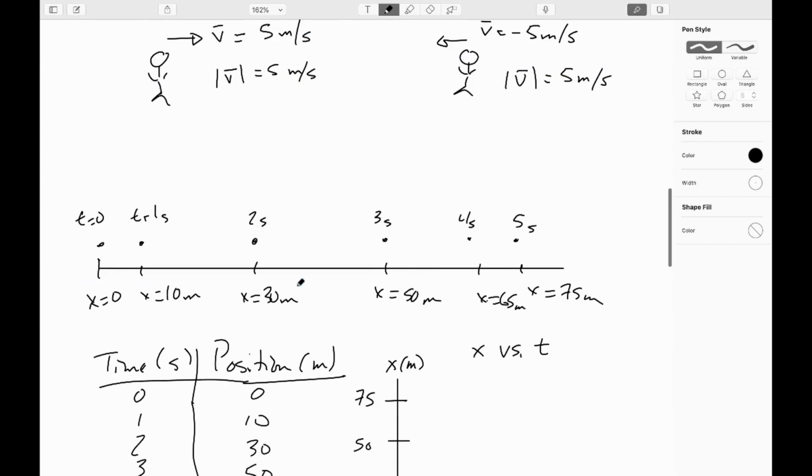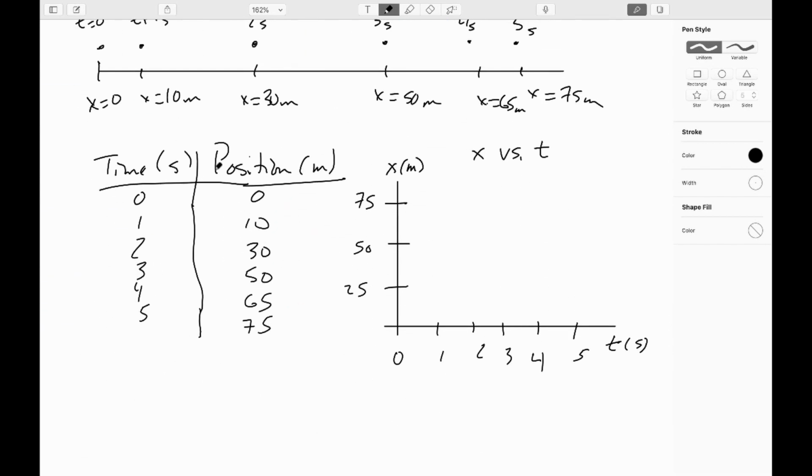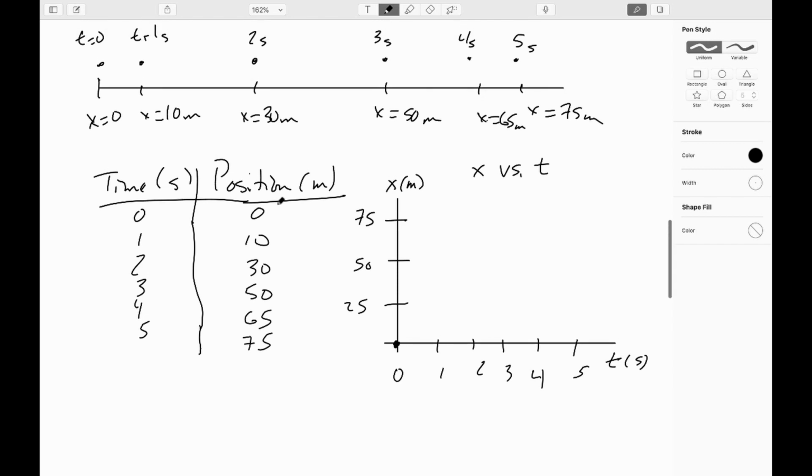At time 0, position 0. So I put a dot at 0, 0. That represents that value right there, which says at time 0, the object was located at this point in space. Time 1, position 10. Okay, about like so.